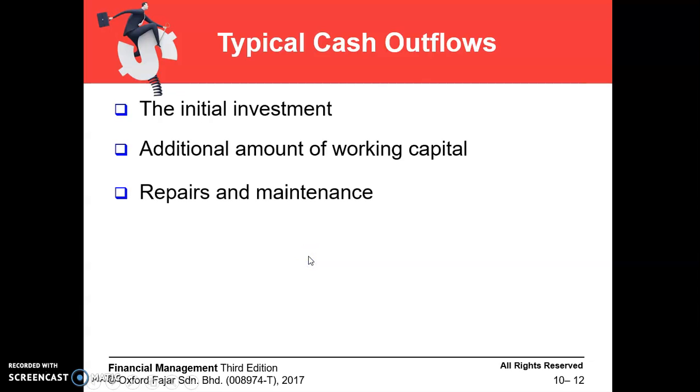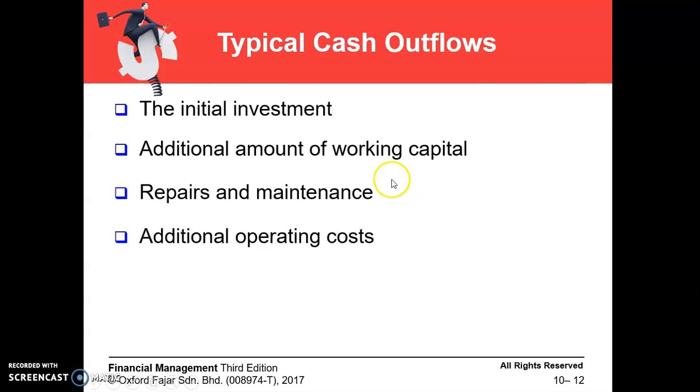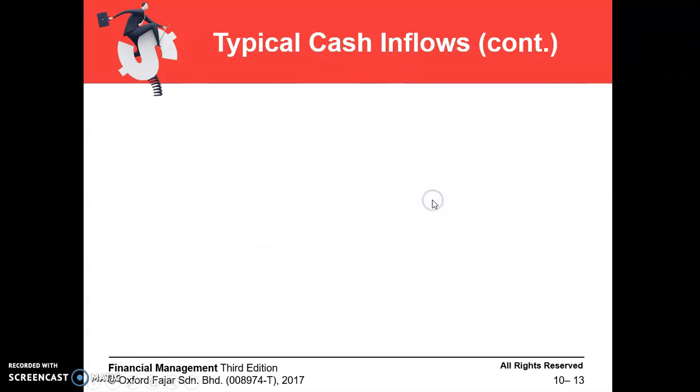So, the typical cash outflows. Apa yang menyebabkan cash outflow? First, the initial investment. Of course, when you want to incur the investment, you have to incur a cash outflow. And then additional amounts of working capital, repair and maintenance, and additional operating costs. All of these are typical cash outflows.